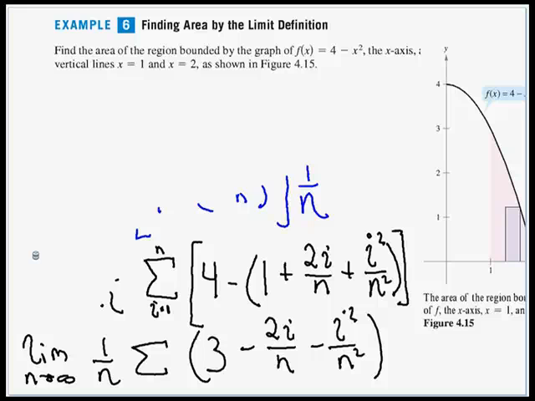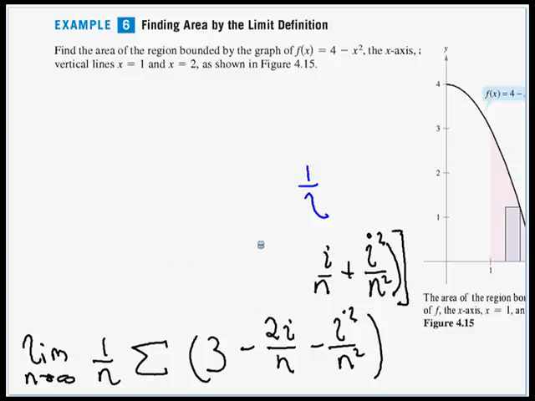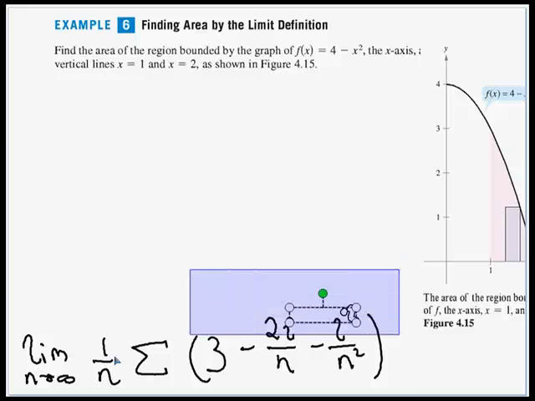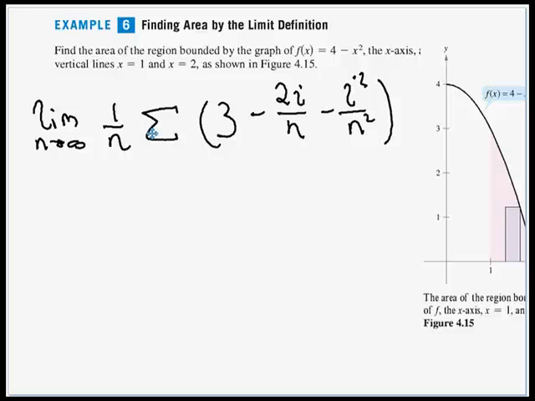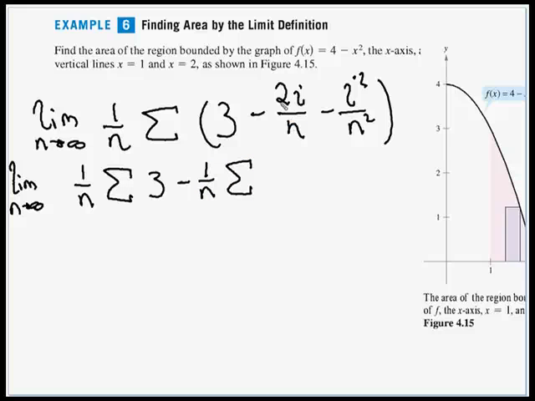And now we have 3 different things added or subtracted together. We can break each of those into their own separate summation. And remember, each of them will have their own 1 over n out front. The limit as n goes to infinity. So we're going to have 1 over n times the summation of 3, minus 1 over n times the summation of 2i over n.